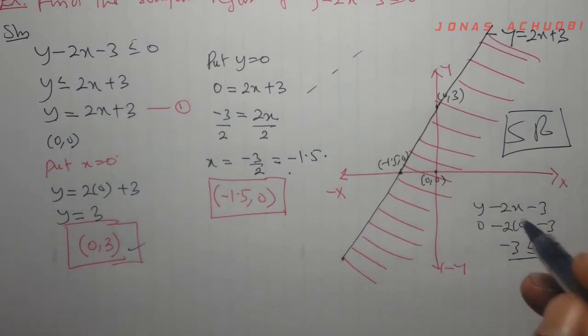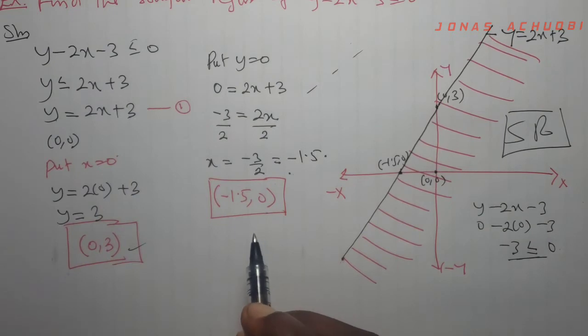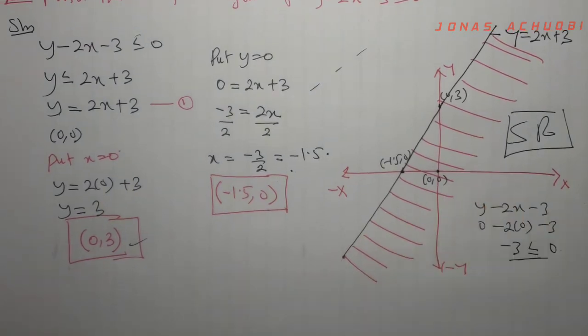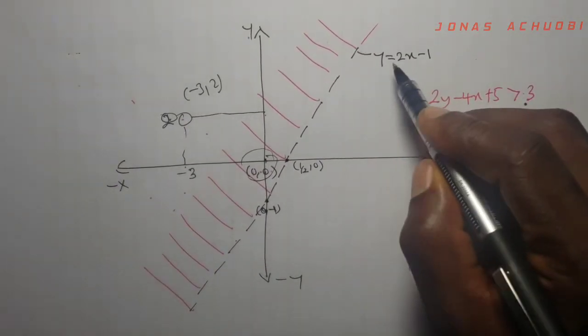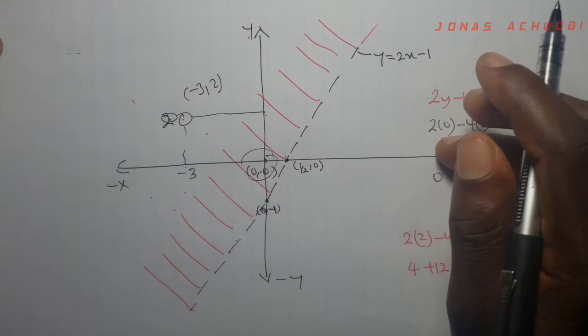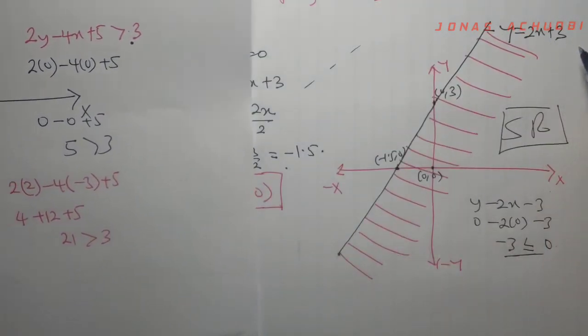And of course, we can pick any other point in this region and check if it satisfies the inequality. I'd like to make the following remark at this point. Now in the previous example, we saw that our line was a broken line, y equal to 2x minus 1. And in this other example, our line is an unbroken line, y equal to 2x plus 3.